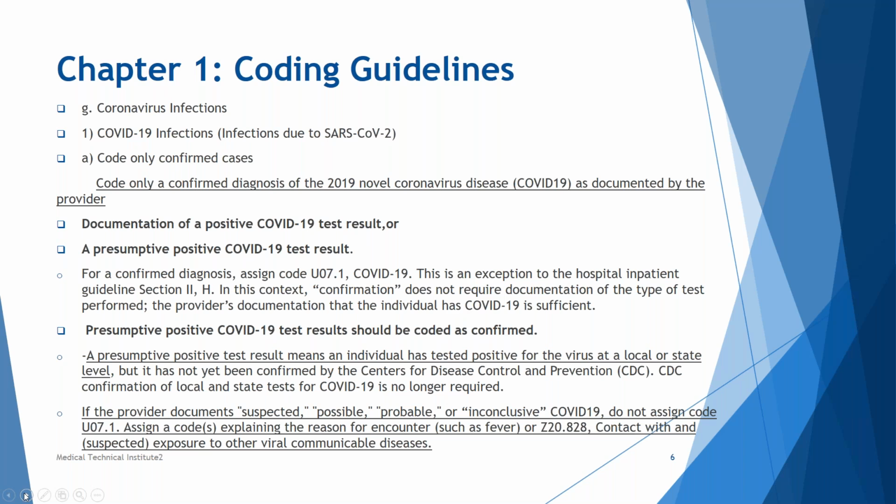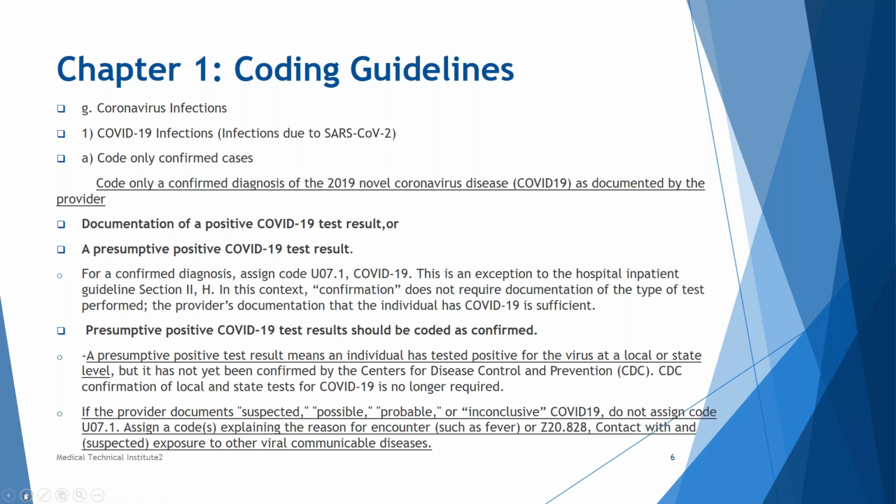Documentation of a positive COVID-19 test result or presumptive positive COVID-19 test result. So for confirmed cases, assign code U07.1. This is an exception to the hospital inpatient guidelines, section II.H. In this context, confirmation does not require documentation of the type of test performed. The provider's documentation that the individual has COVID-19 is sufficient. So, documentation. You want it from your provider.